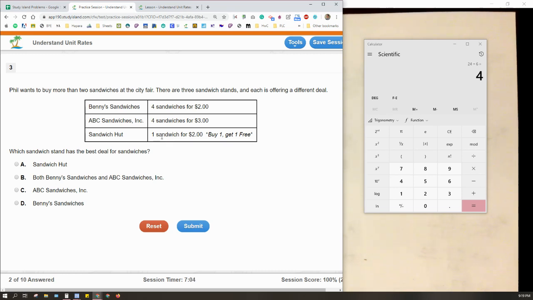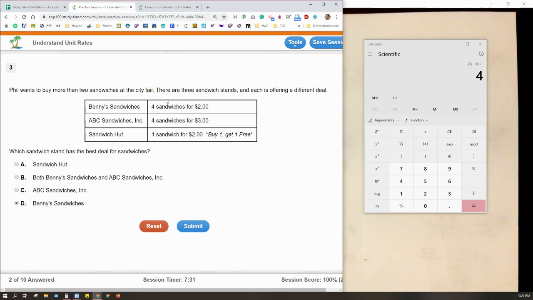So here we go. Sandwich Hut. 1 sandwich is $2. Ooh, but if we buy one, we get another one free. So really, this is 2 sandwiches for $2. All right, well, if it's 2 sandwiches for $2, what's better? 2 sandwiches for $2 or 4 sandwiches for $2? Clearly, 4 sandwiches for $2 is better. So Benny's Sandwiches is the best. Benny's Sandwiches is your answer.